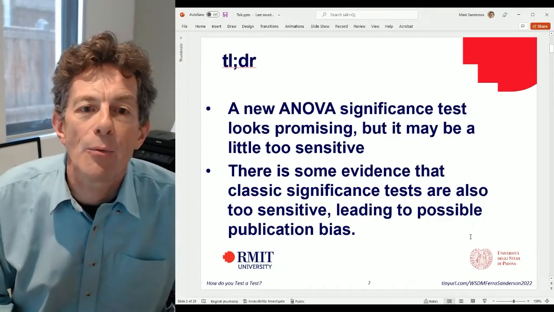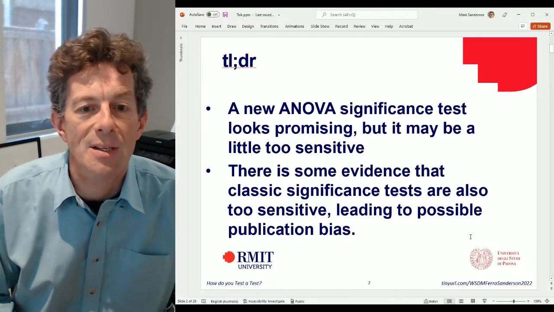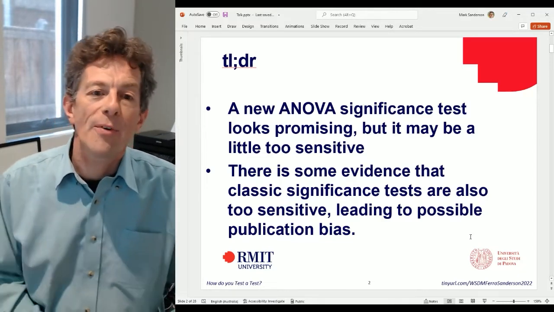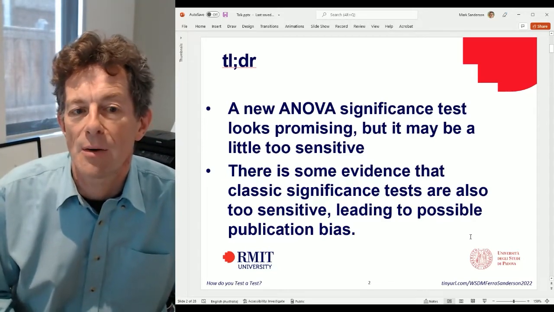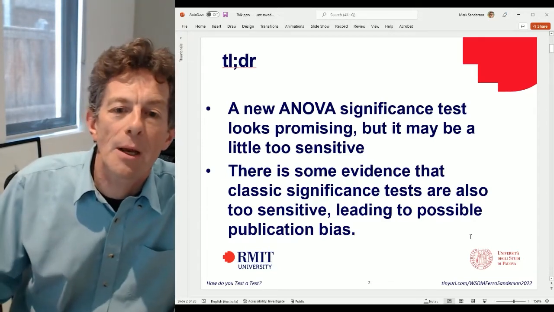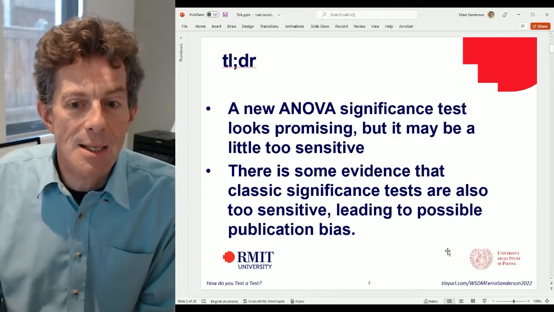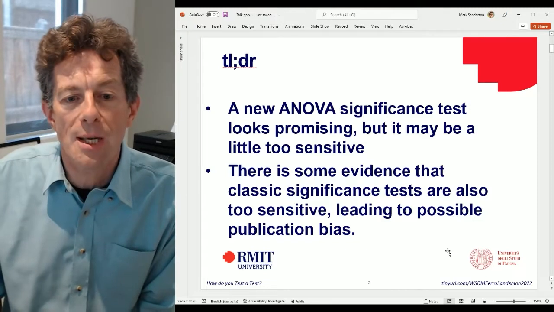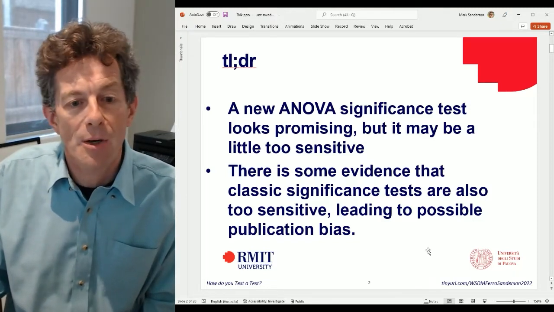What have we done? We've compared a recently published ANOVA significance test to a classic significance test, the t-test. What we find is that the ANOVA test looks promising, but it might be a little too sensitive as it's currently set up. More worryingly, our paper also shows that there is some evidence that classic tests like the t-test are also potentially too sensitive, which might be leading to some issues of publication bias in our community.